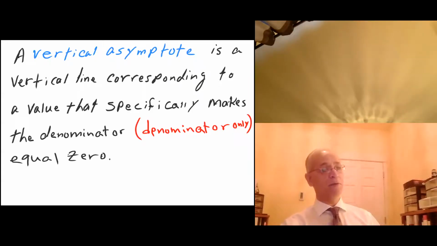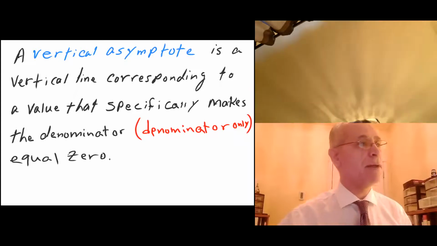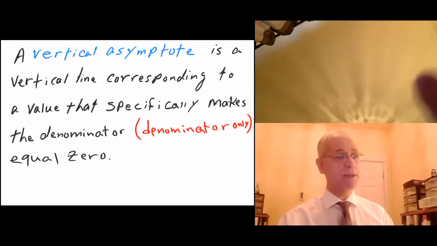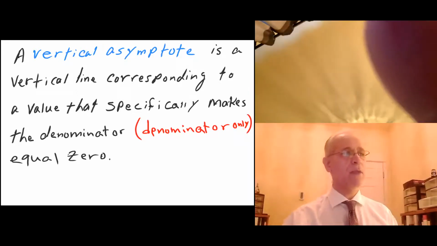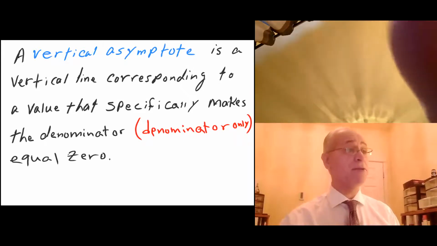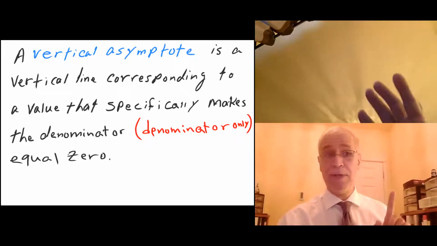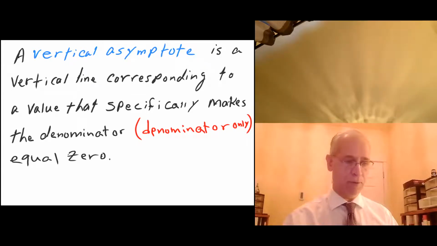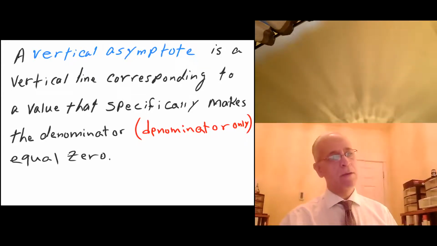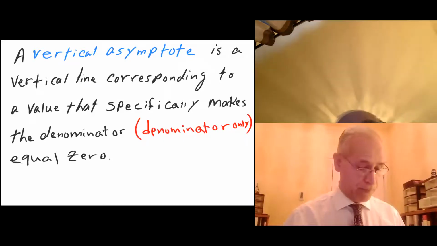Hello, Math 141. A vertical asymptote is a vertical line corresponding to a value that specifically makes the denominator only equal zero. And let's just look at a few examples.